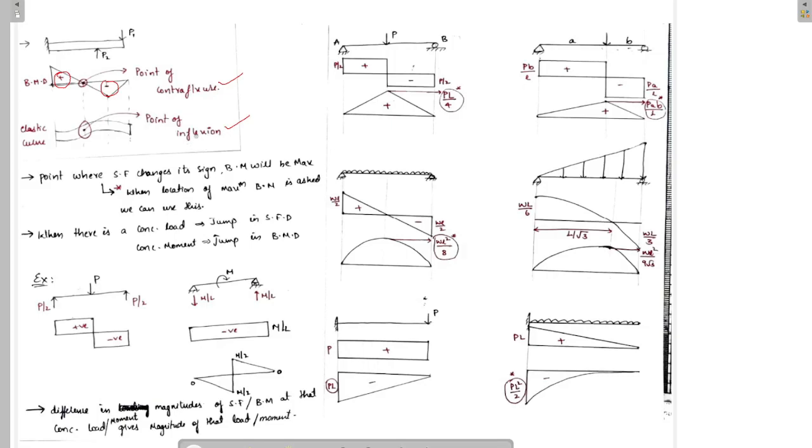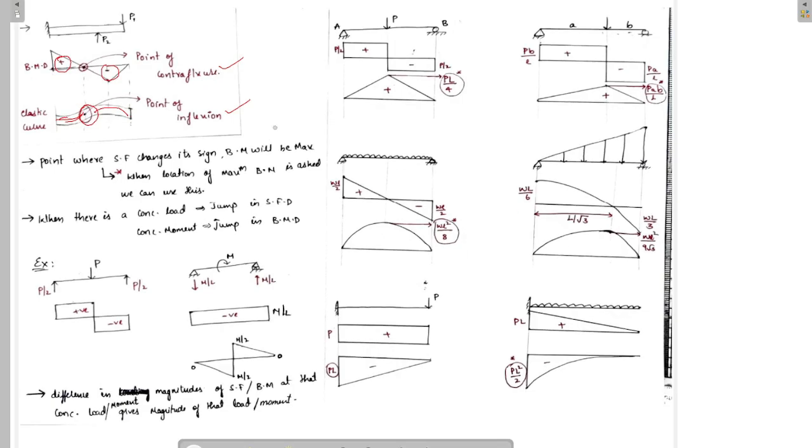What is point of inflection? This is nothing but the point where curvature changes. See, in this case, if we consider this point, here it's sagging and here it's hogging. At this point, the curvature is changing from sagging to hogging. So this point is known as point of inflection. In case of beams, both are the same. The point where bending moment is 0, there the point of inflection occurs in case of beam.